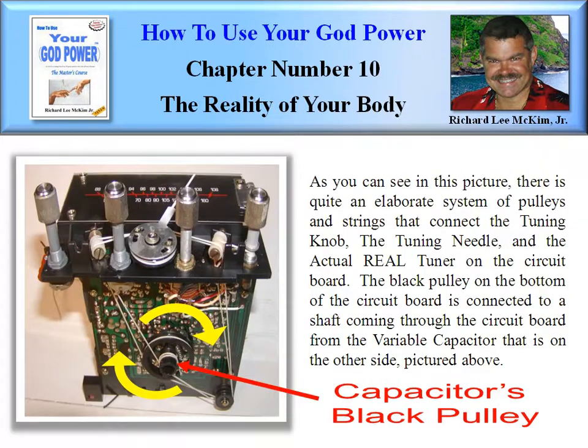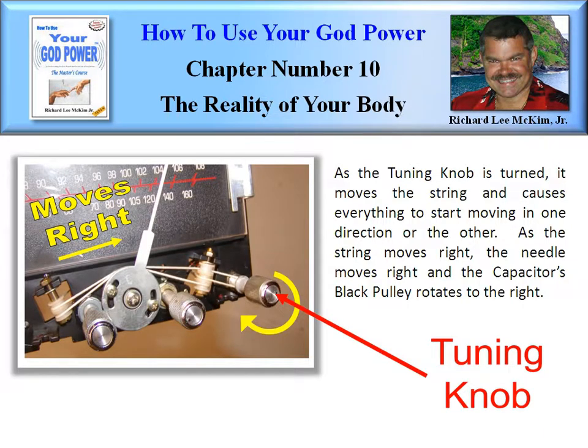As you can see in this picture, there is quite an elaborate system of pulleys and strings that connect the tuning knob, the tuning needle, and the actual real tuner on the circuit board. The black pulley on the bottom of the circuit board is connected to a shaft coming through the circuit board from the variable capacitor that is on the other side, pictured above. As the tuning knob is turned, it moves the string and causes everything to start moving in one direction or the other. As the string moves right, the needle moves right, and the capacitor's black pulley rotates to the right.